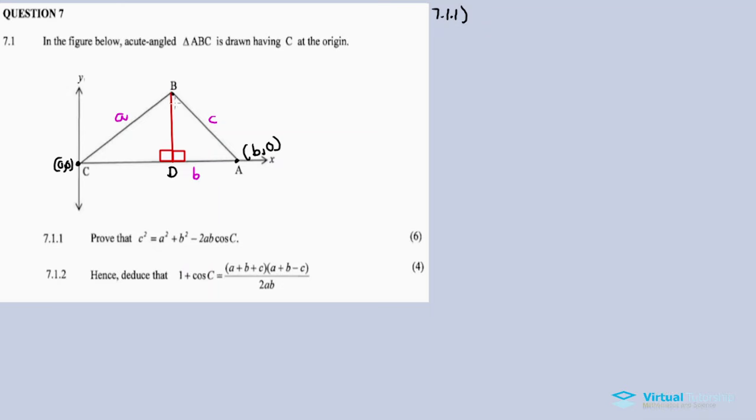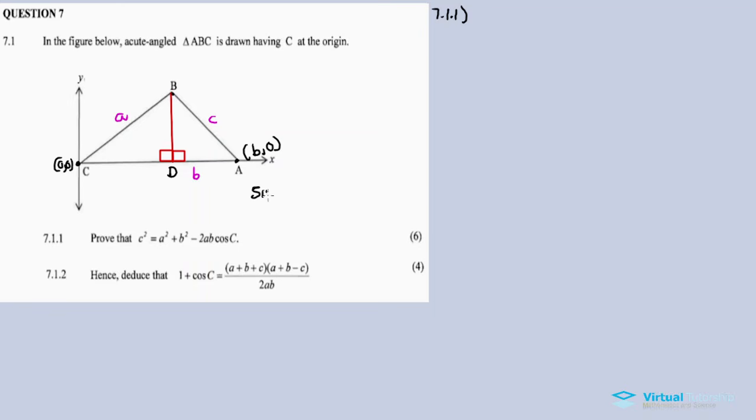Now I have to find the coordinates of B. It will be easy to find, but we have to use triangle BCD, because vertex C is at the origin, and that allows us to calculate the coordinates of B. Now we apply the trigonometric ratios.